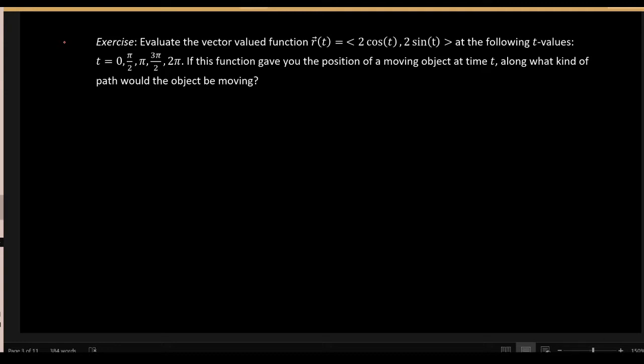If the function gave you the position of a moving object at a specified time t, along what kind of path would the object be moving?